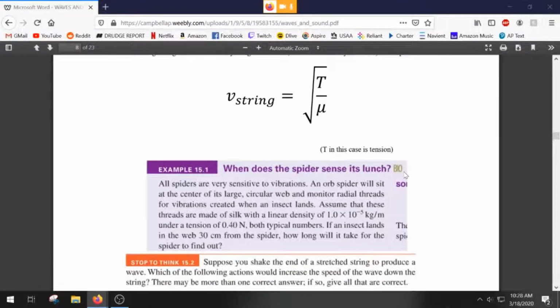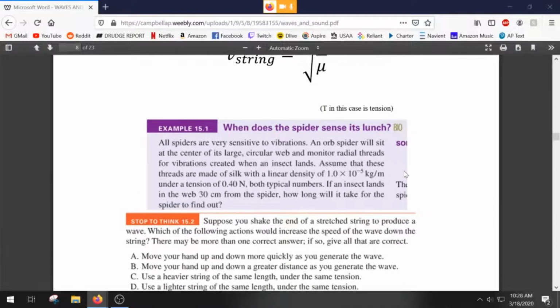So let's take a look at an example here. We're told that all spiders are very sensitive to vibrations. It will sit at the center of its large circular web and monitor radial threads for vibrations created when an insect lands. Assume that these threads are made of silk with a linear density of 1 times 10 to the negative fifth kilograms per meter under a tension of 0.4 newtons, both typical numbers. If an insect lands in the web 30 centimeters from the spider, how long will it take for the spider to find out?